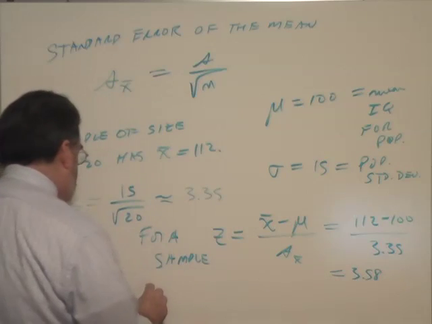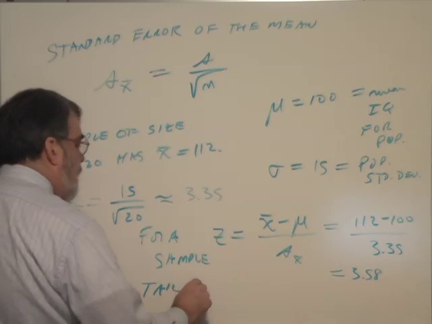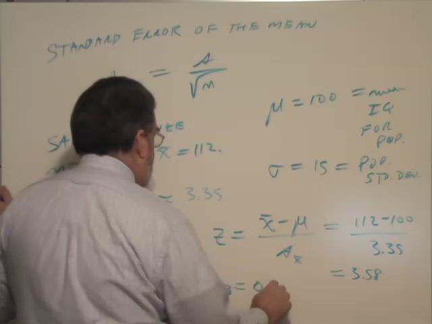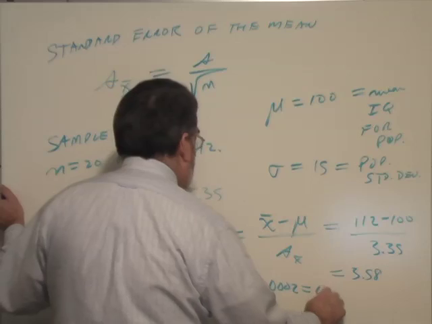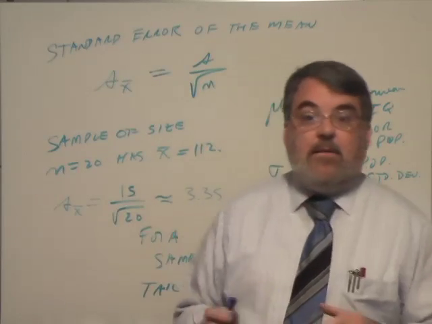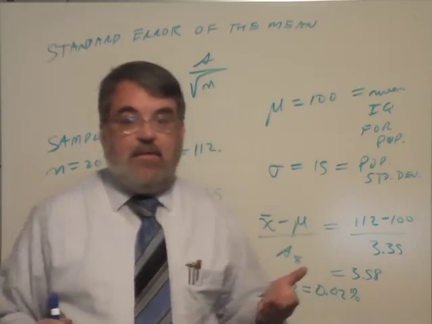So the tail probability is 0.0002 or 0.02%. All right, so that's one chance out of 5,000.